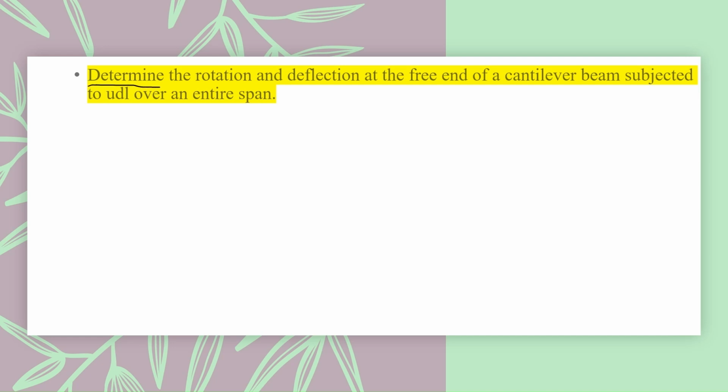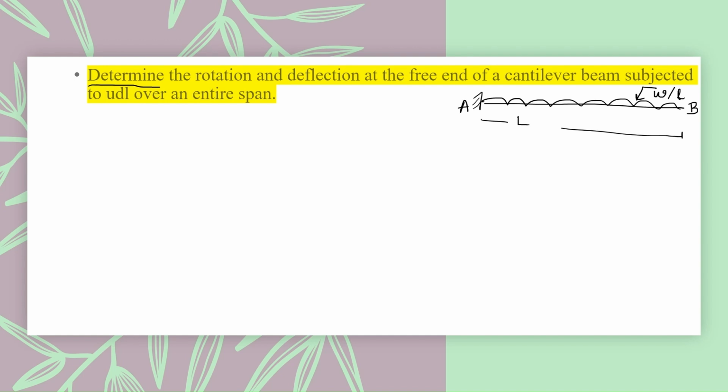Determine the rotation and deflection at the free end of a cantilever beam subjected to UDL over an entire span. This is our question, and initially we need to draw one cantilever beam. This is our cantilever beam subjected to UDL throughout an entire span, and this magnitude of UDL is w per unit length. Our span is length L. The name of this beam is AB.